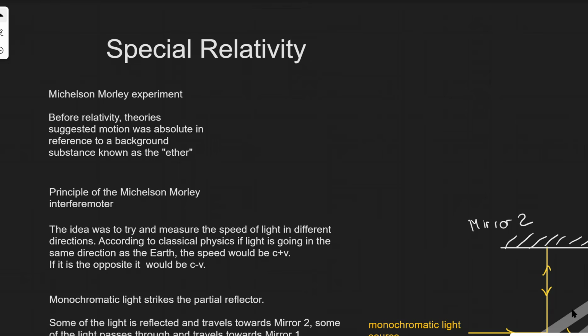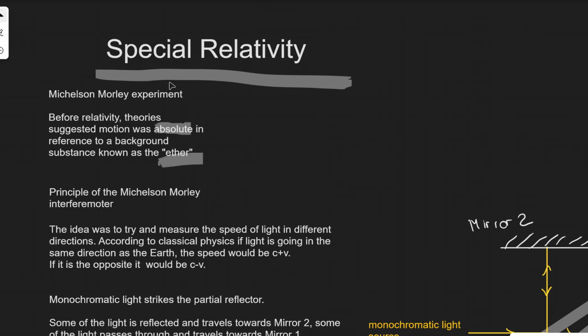And now time to have a look at one of my favorite experiments, and that is the Michelson-Morley experiment. And this will be the start of our study of special relativity. Now, before relativity, theory suggested that motion was absolute. What does that mean? That pretty much everything was in the background of something similar to a substance in reference to the background, and this was known as the ether.